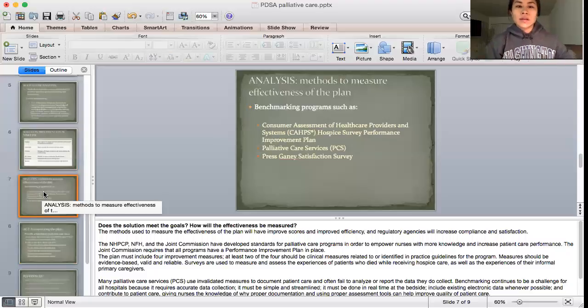Analysis. Benchmarking programs such as HCAHPS surveys, palliative care services, and Press-Ganey satisfaction scores would be used to measure the effectiveness of the plan and improve efficiency. Regulatory agencies will also increase compliance and satisfaction.